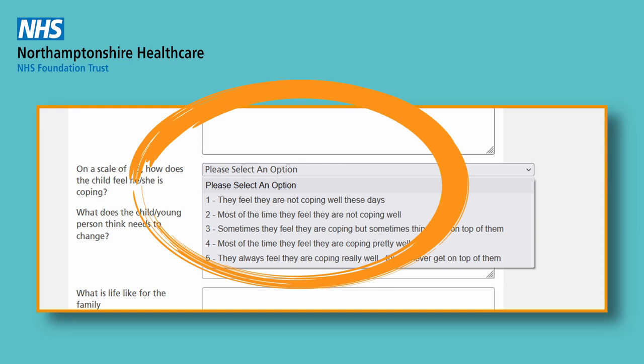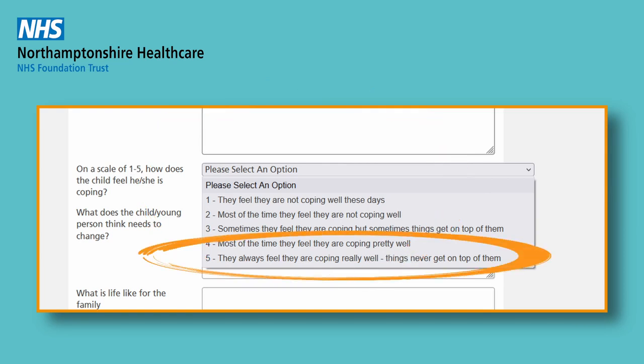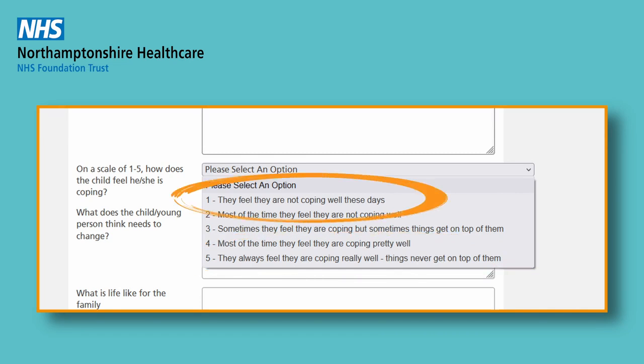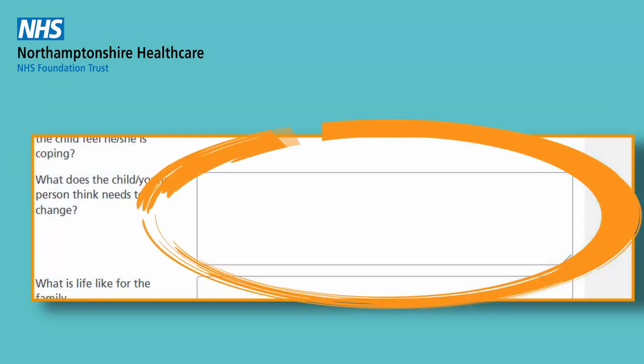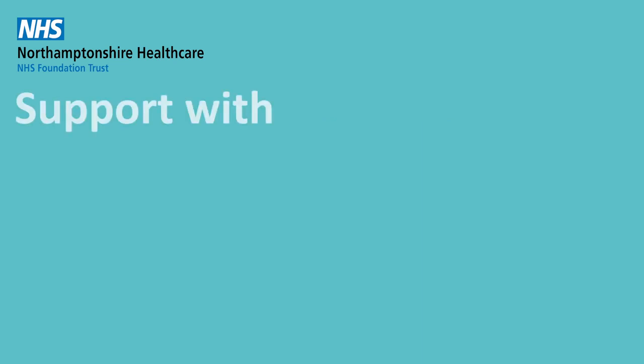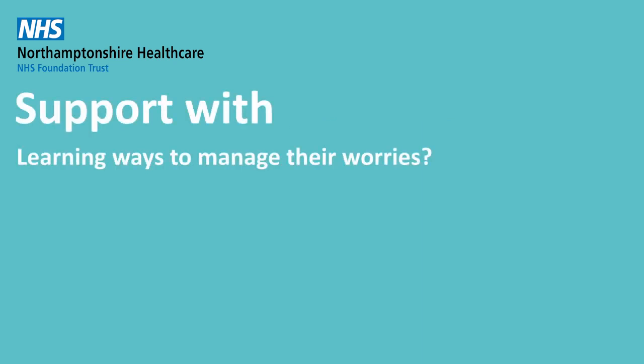In this section, we are asking how the young person feels they are coping on a scale of 1 to 5, with 5 being they are able to manage their feelings, and 1 being that they are struggling to cope. This section is about what the young person would like support with and what they would like to see changing. For example, do they want support with learning techniques to manage their worry so they are able to attend school more?